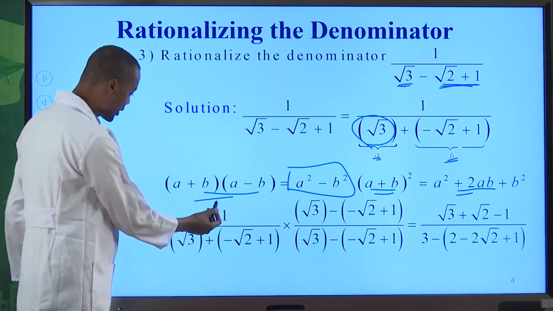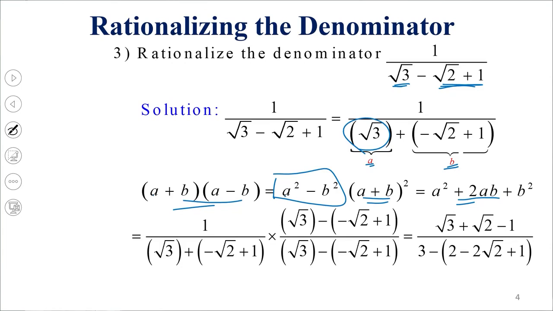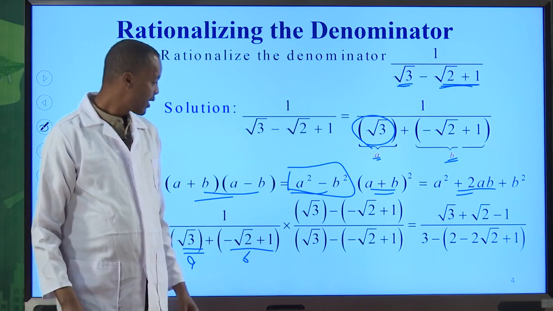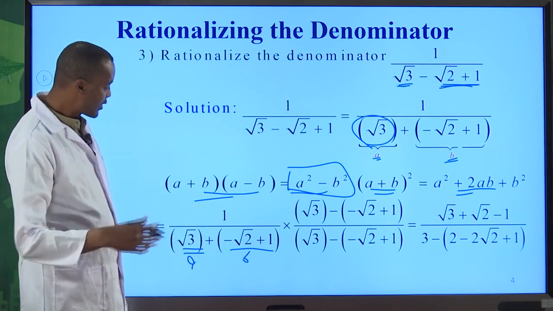So the given original problem is 1 divided by square root of 3 plus square root of 2 plus 1. And then I want to group them together so that this term will be a and the other term will be b. And I'm directly going to apply a minus b times a plus b so that the irrational denominator will disappear.